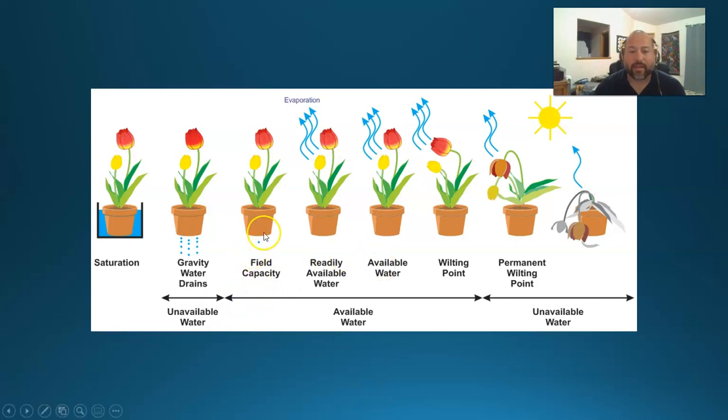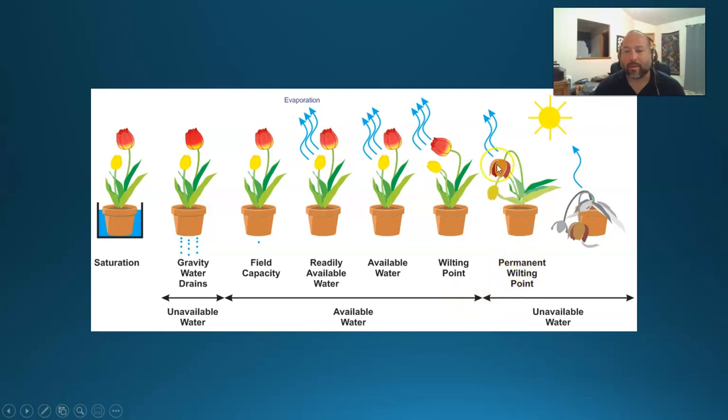If we're at field capacity, we're good. We've got plenty of water. We're fantastic. We've got some readily available water, but now we've got evaporation happening. We've got available water, we're still good. Now we're getting the wilting point, and it's obvious too. We're not sitting up here like we were before. Now we're drooping, and we're still giving up water, and we don't have a lot of available water coming in.